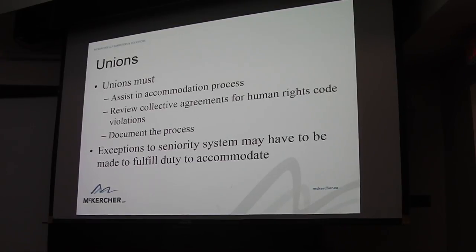In a union situation, you don't even usually go to the Human Rights Commission first. Your union grieves on your behalf. And if they don't, they can be in trouble, because a union can have a human rights complaint against them nowadays just as much as the employer can if they don't represent you appropriately in an accommodation case. So keep that in mind.